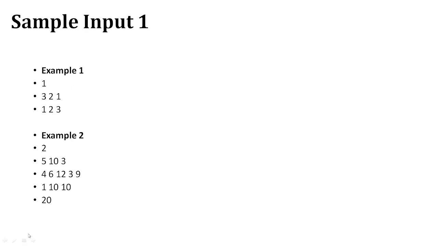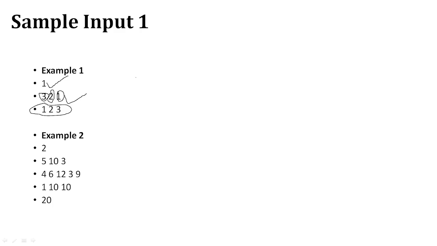Here you can see that in sample input 1 there are three lines. In the first line I write 1. In the second line I write 3 2 1. So 3 is the length of the array, 2 is the value of variable x, and 1 is the value of variable y. And here is the array: in the array I have three elements 1, 2 and 3.